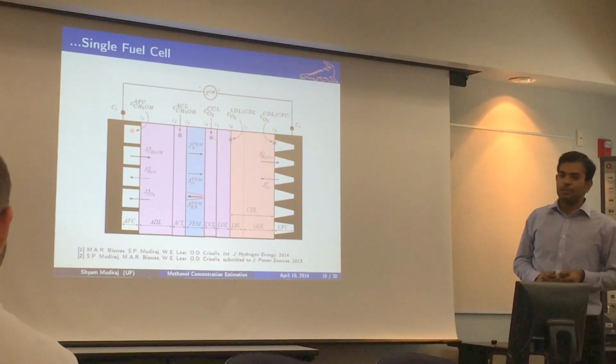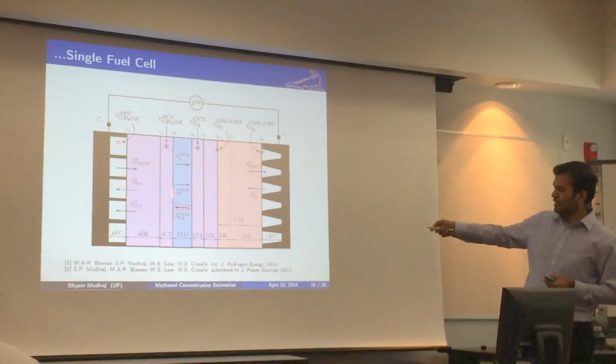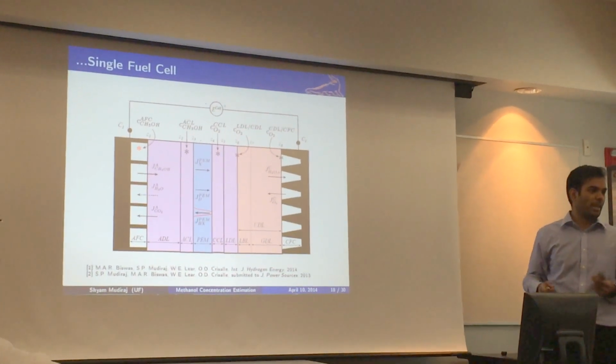So methanol travels from our fuel channel towards the catalyst layer on the anode side and participates in a reaction.